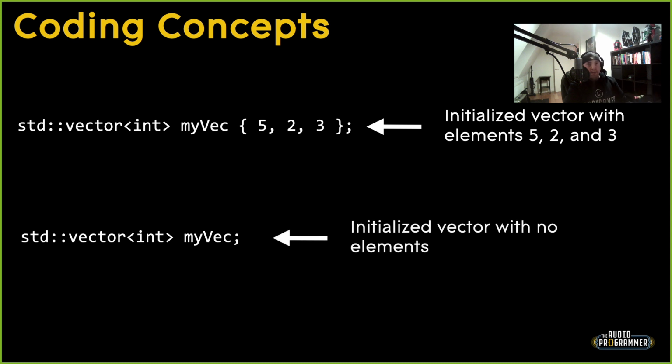Okay, so this is an initialized vector with no elements. Any questions about that, Alex? Yeah, so is it respective? So it's 5, 2, 3 in the first, second, and third order respectively? That's right. So this is declared in the order that you want those elements to be. Sure. Okay.